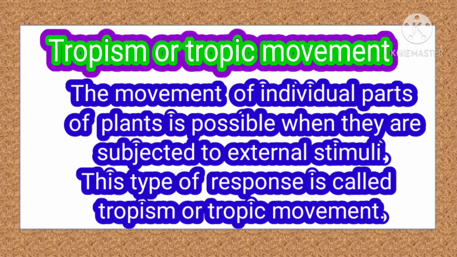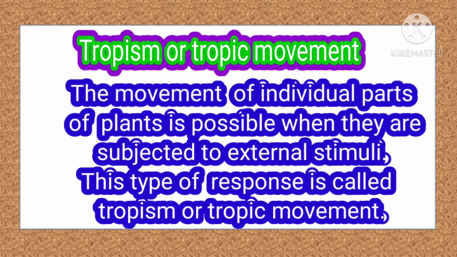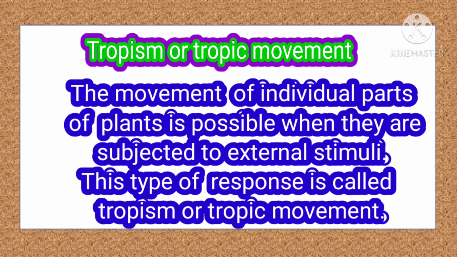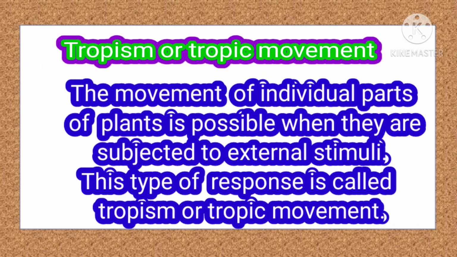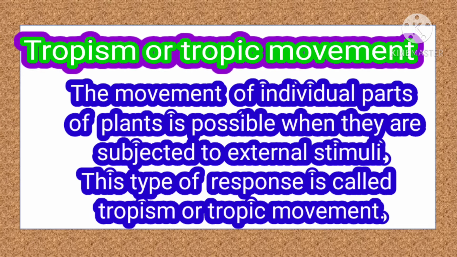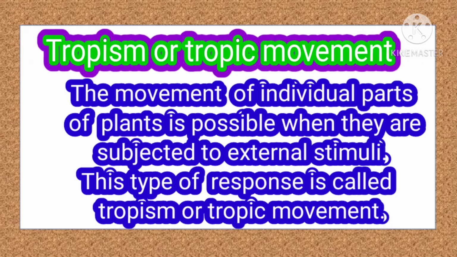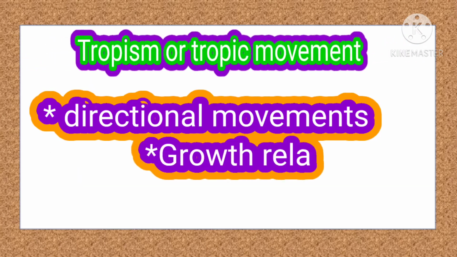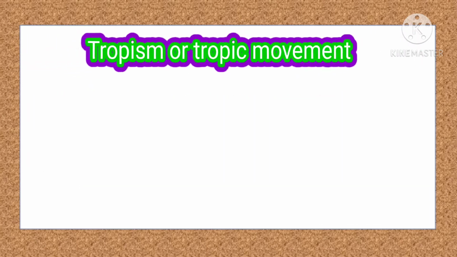Tropism or tropic movements. The movement of individual parts of plants is possible when they are subjected to external stimuli. This type of response is called tropism or tropic movement. These movements are directional and they are related to the growth of the plants.